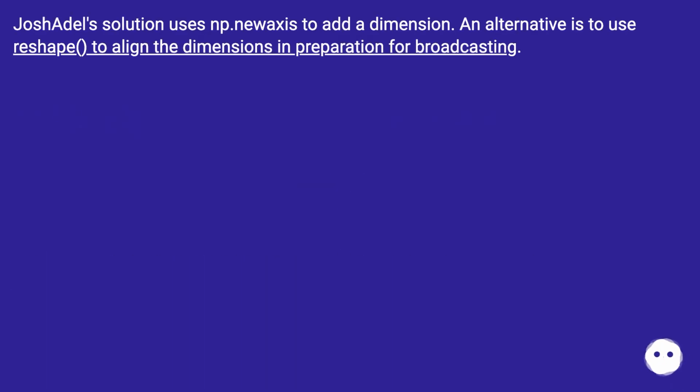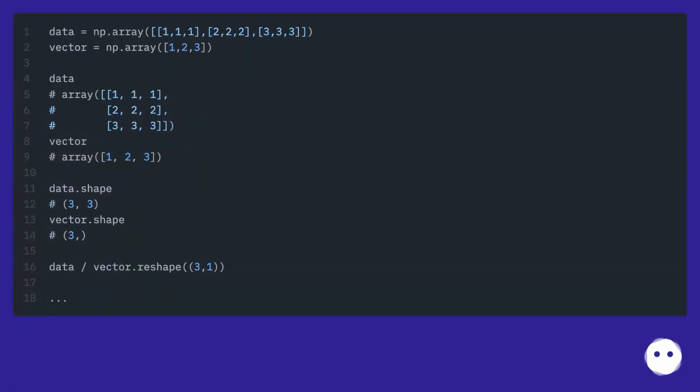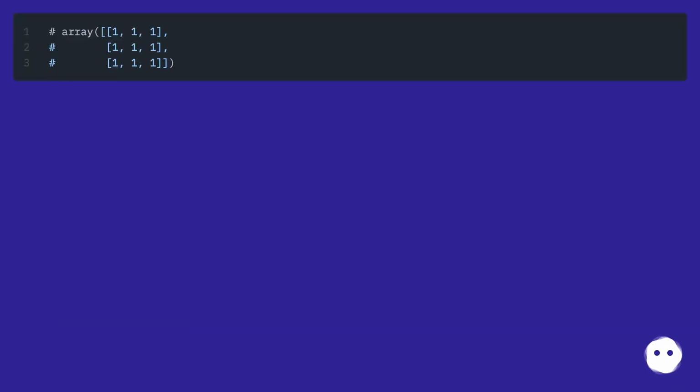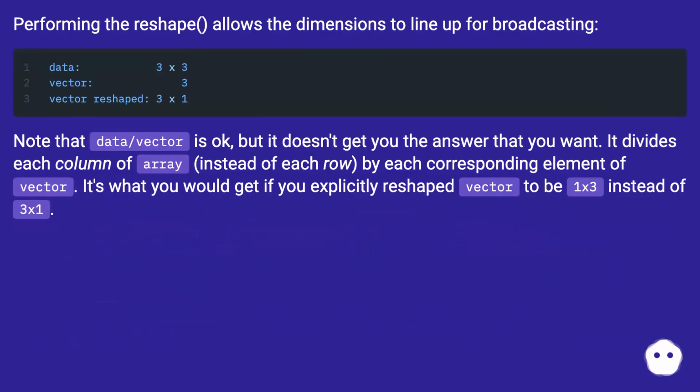Josh Adell's solution uses np.newaxis to add a dimension. An alternative is to use reshape to align the dimensions in preparation for broadcasting. Performing the reshape allows the dimensions to line up for broadcasting.